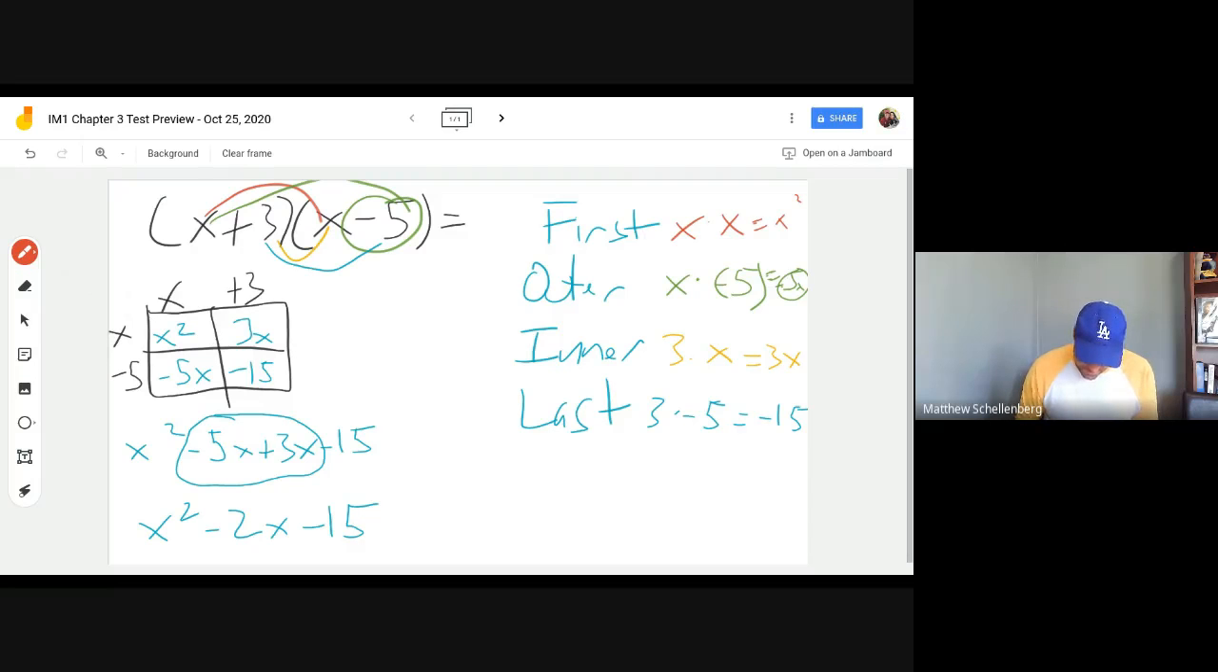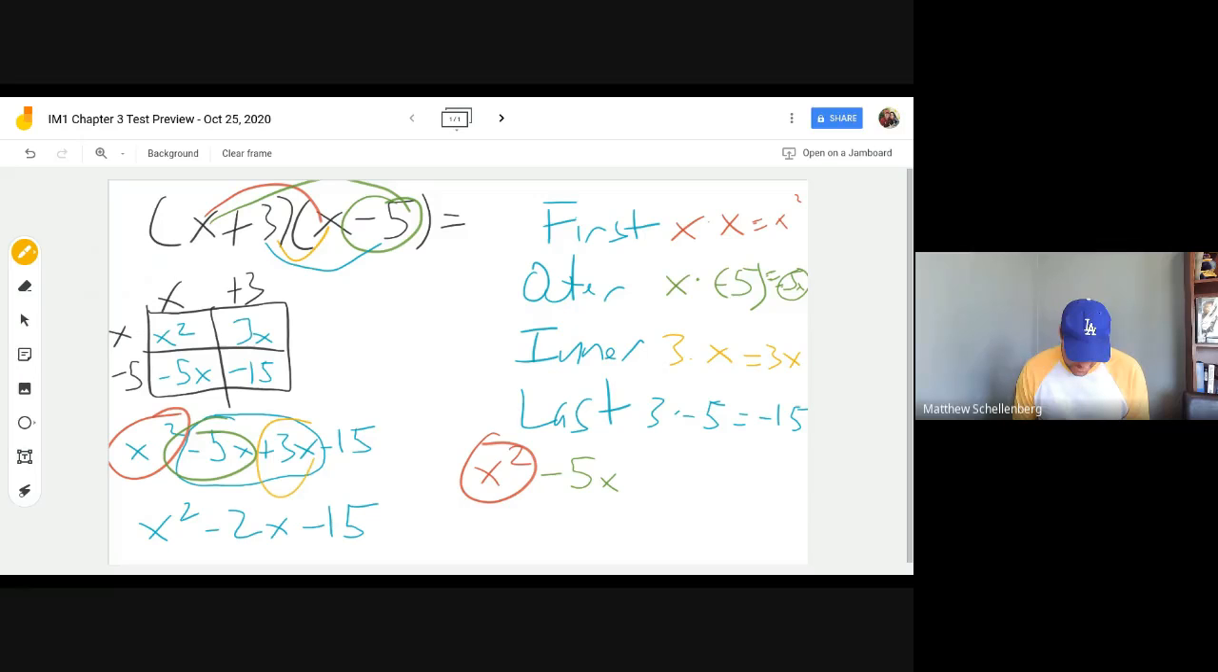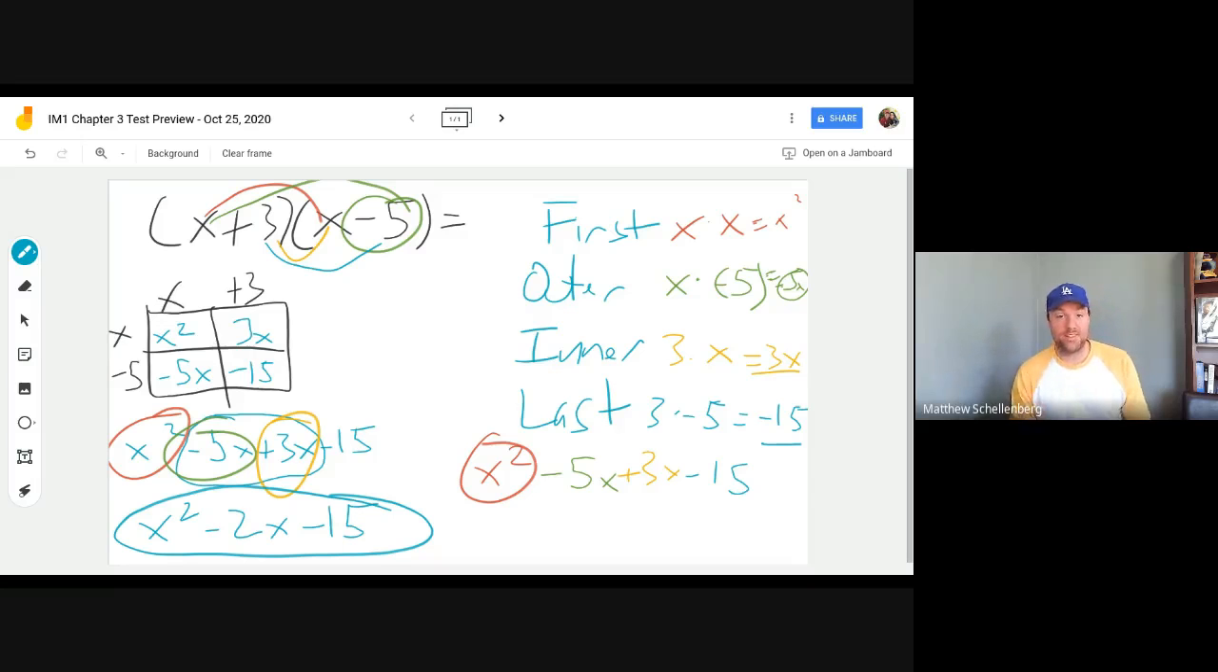And so together we have the same thing as we had on the left side. We have x squared. We have minus 5x, just like we did here. We have plus 3x, just as we did on this one here. And then minus 15, just as before. And what do we get? We get the same answer as this. So 2 ways to solve it.